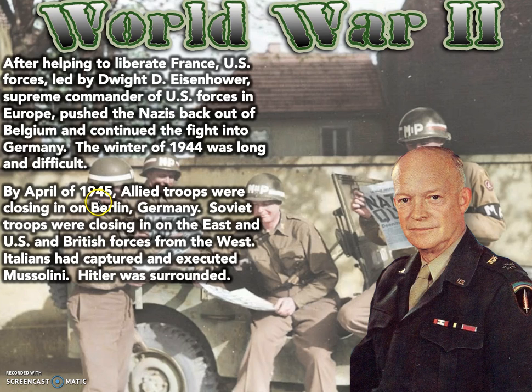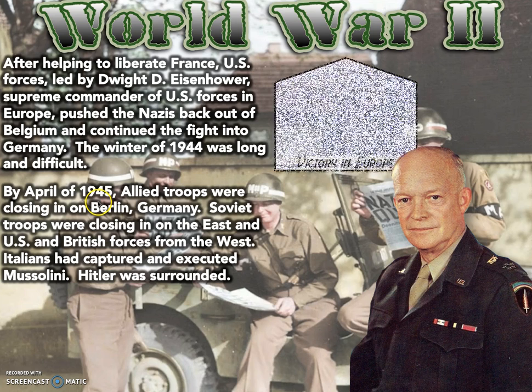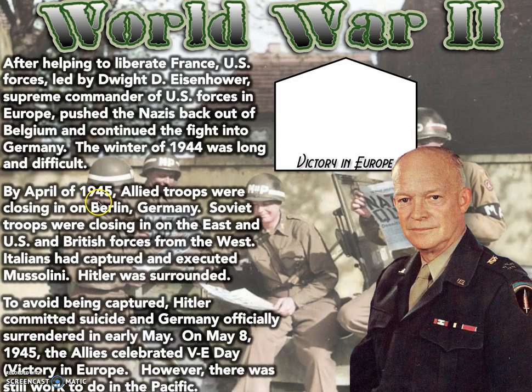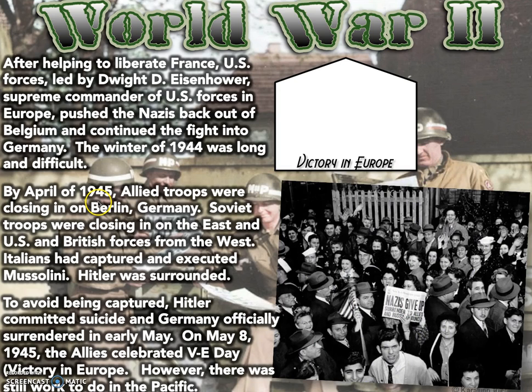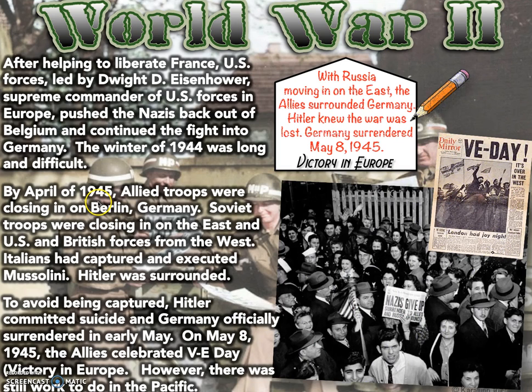By April of 1945, Allied troops were closing in on Berlin, Germany. Soviet troops were closing in from the east, and the United States and British forces from the west. Italians had captured and executed Mussolini. Hitler was surrounded. To avoid being captured, Hitler committed suicide, and Germany officially surrendered in early May. On May 8, 1945, the Allies celebrated VE Day, which is victory in Europe. However, there was still work to do in the Pacific.